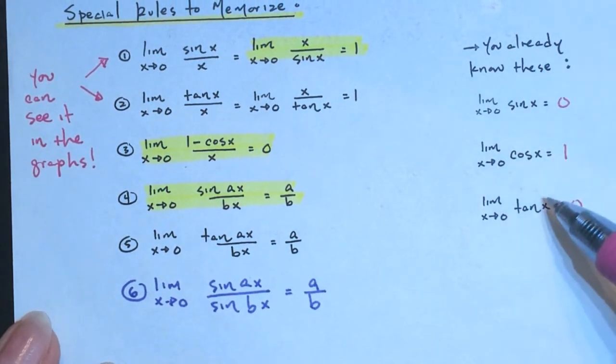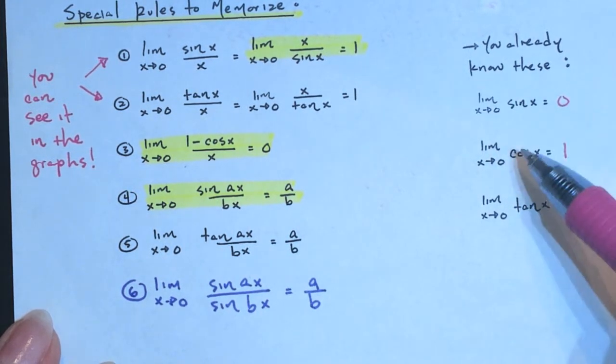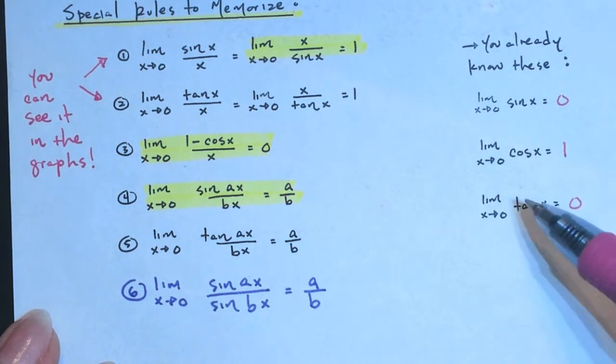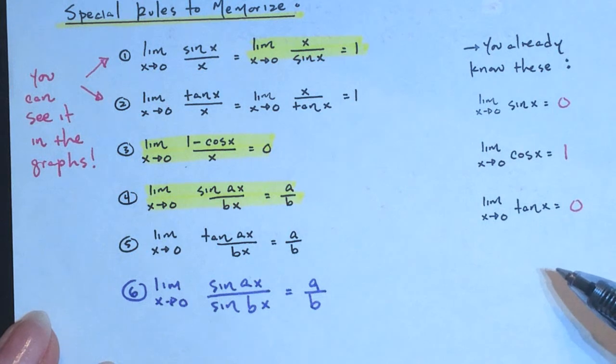These we already know. So these are not to memorize. You're supposed to know what is the sine of 0? 0. What is the cosine of 0? 1. What is the tangent of 0? 0. So these are not memorizing. These you already know, okay?